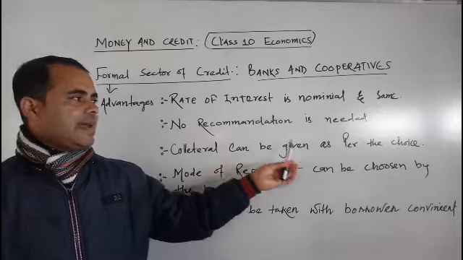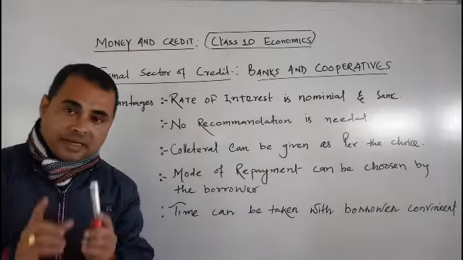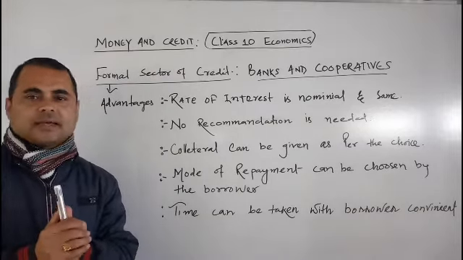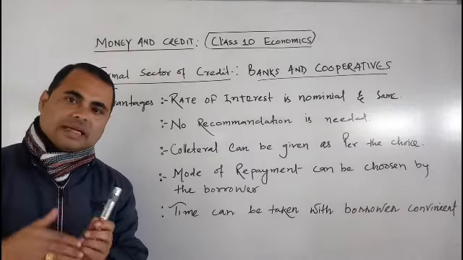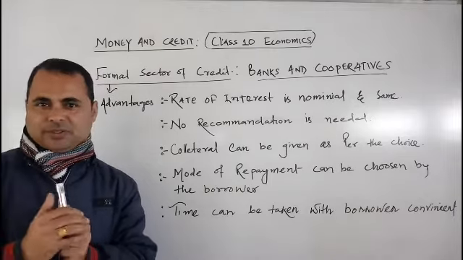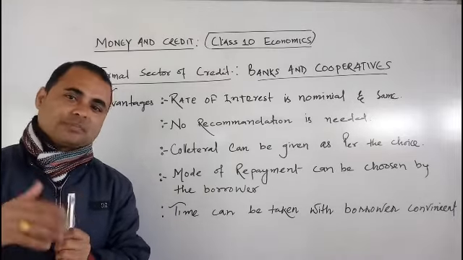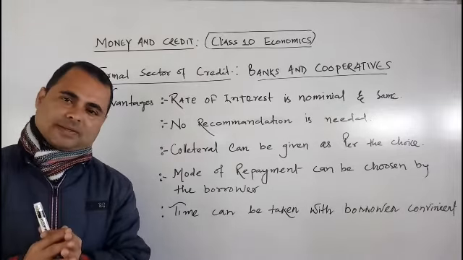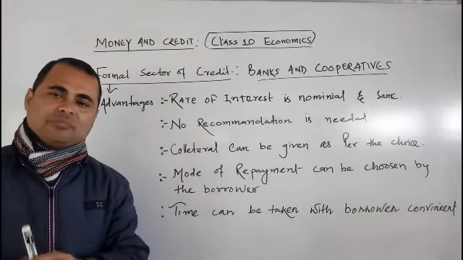Collateral can be given as per the choice. In informal source of credit, possibilities are there that the money lender may ask for collateral as per his convenience or as per his choice, but in formal source of credit it is not like that. Collateral can be given as per the convenience of the borrower, right?